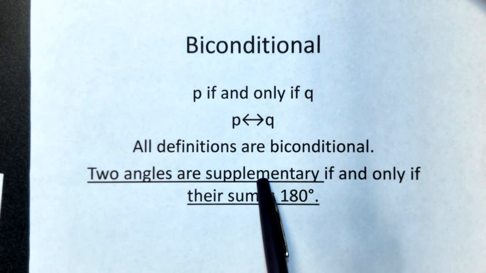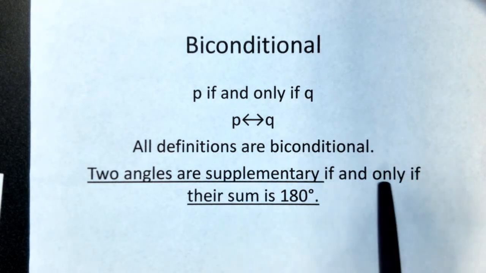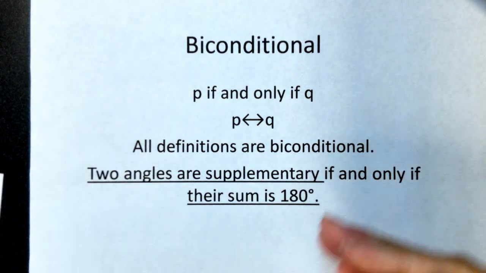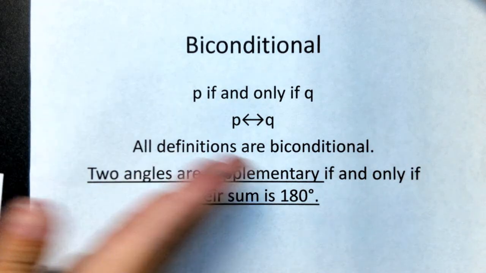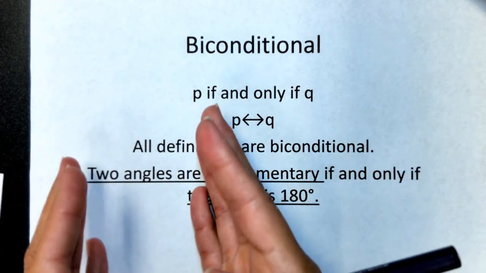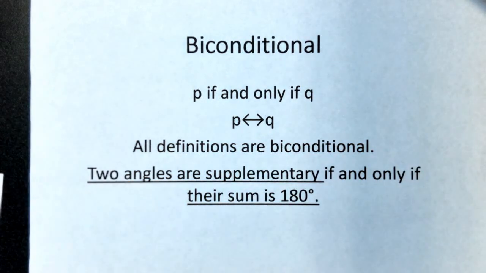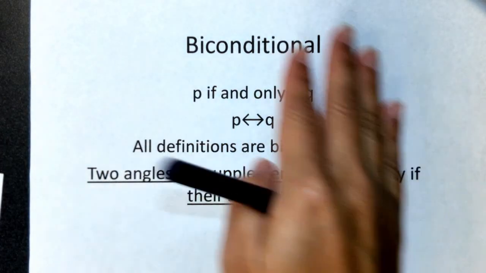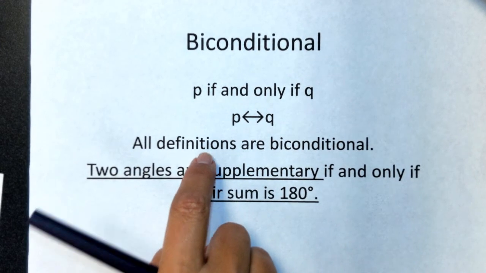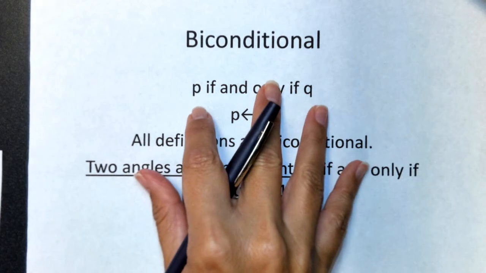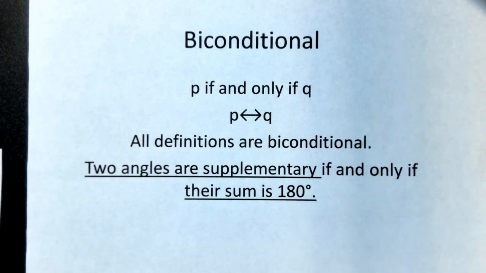Supplementary angles, their sum is equal to 180, and they're only supplementary if and only if their sum is 180. So you can read it both ways, and it has to be true both ways. If this happens, only if this happens. This happens only if this happens. So don't fret too much about biconditionals because all your definitions are biconditionals. And we'll do a little bit of work with those as we go forward. So your homework on page 95 will help hone in on these skills that we've talked about today with conditional statements.